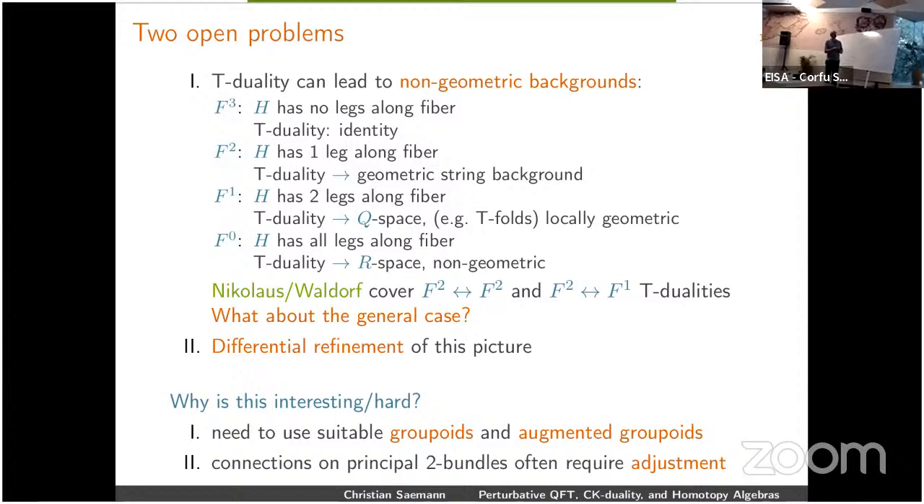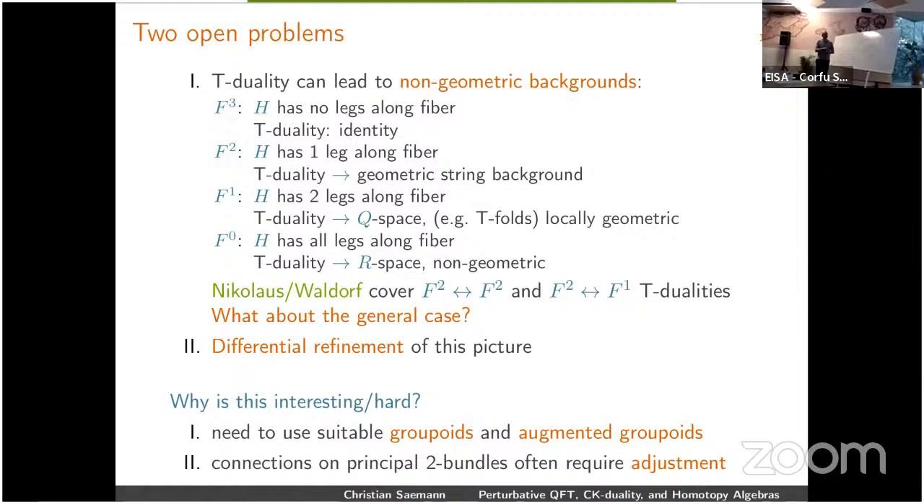If you have two legs, then you get so-called Q-spaces, which are sometimes modeled in terms of non-commutative manifolds. So there are these non-commutative torus fibrations that appear in the literature. They can be described as locally geometric, but they're glued together via T-duality transformations. And then there's the last case, which is a scary one, which is not even locally geometric. So Nikolaus and Waldorf cover the geometric and topological T-dualities and these ones, right? So they have a first window into the non-geometric backgrounds, but again, at the topological level.